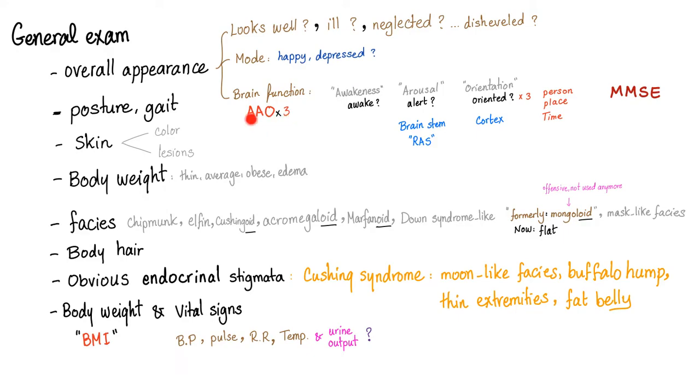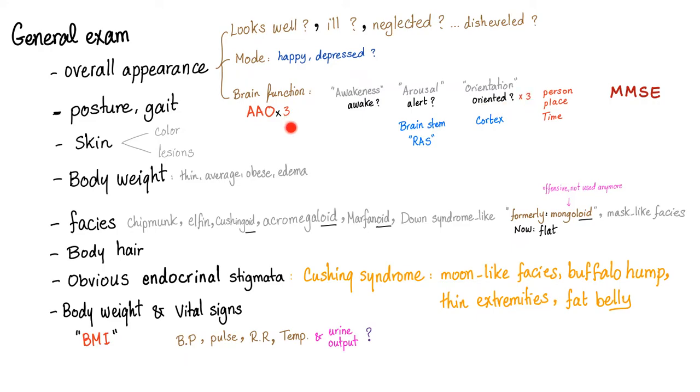Then, brain function. AAO times 3. A for awakeness. Is he awake or sleeping? This is important. Arousal. Is he alert? Arousal is a brain stem function. It has nothing to do with the higher functions. It's only in the brain stem or the reticular activating system. Orientation is a cortical function.